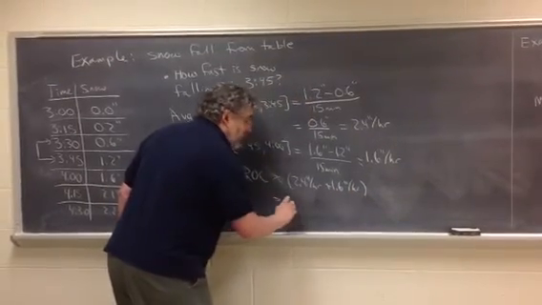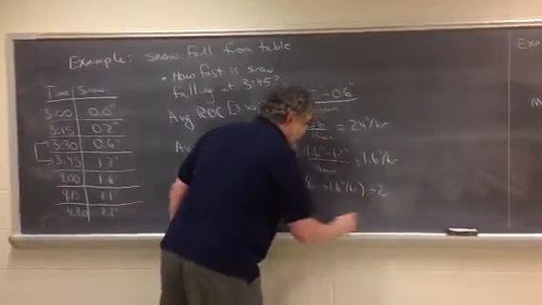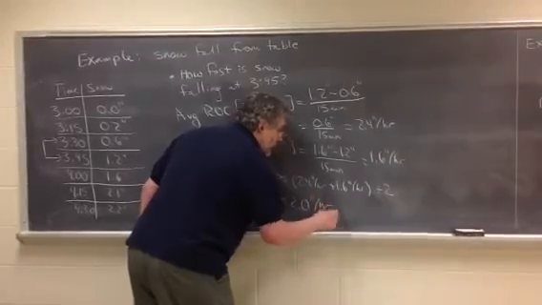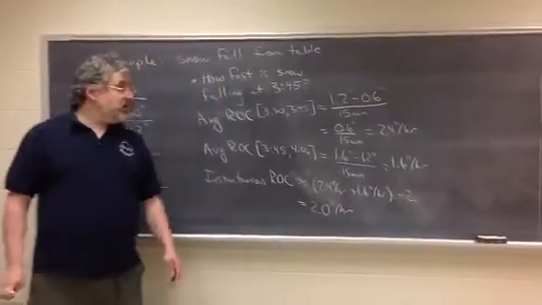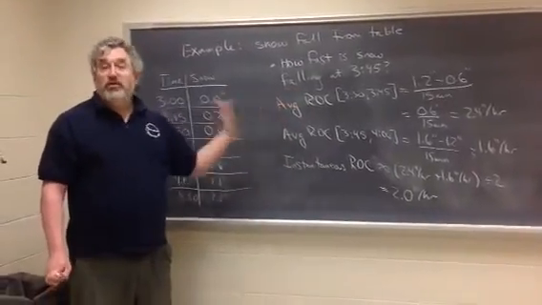And what's that? The average of that, oops, I'm sorry, the average of that would be divided by 2 here. So we get about 2.0 inches per hour. So right about 3:45, it's falling about 2 inches an hour.